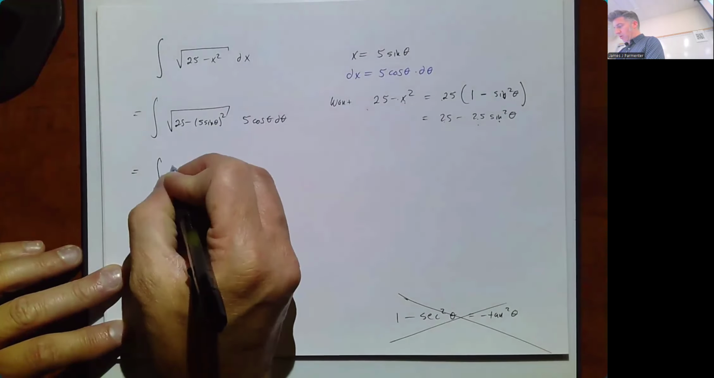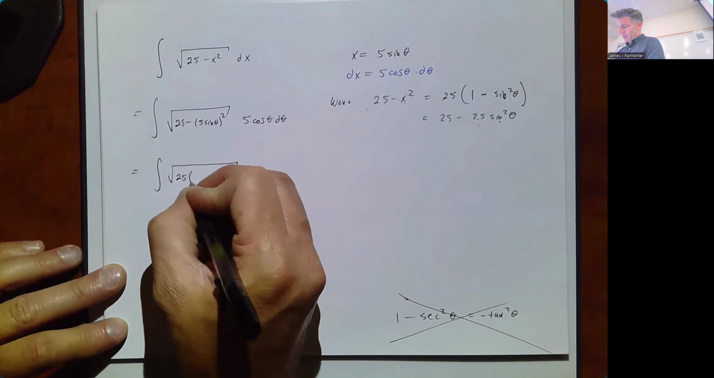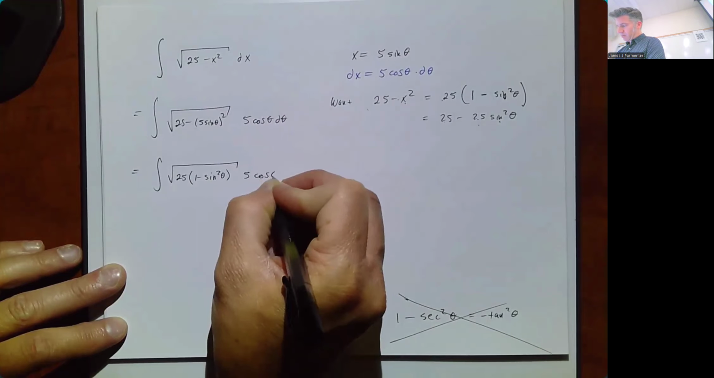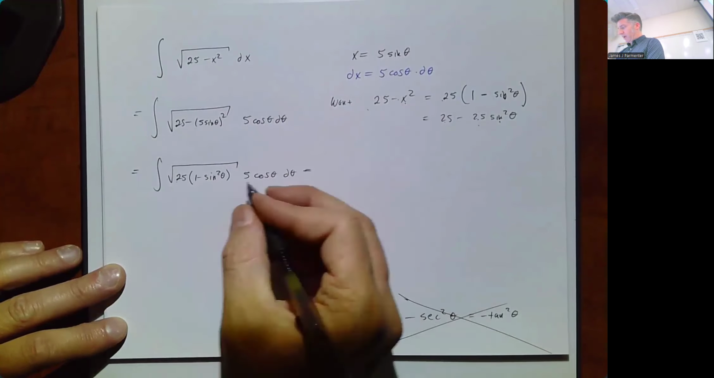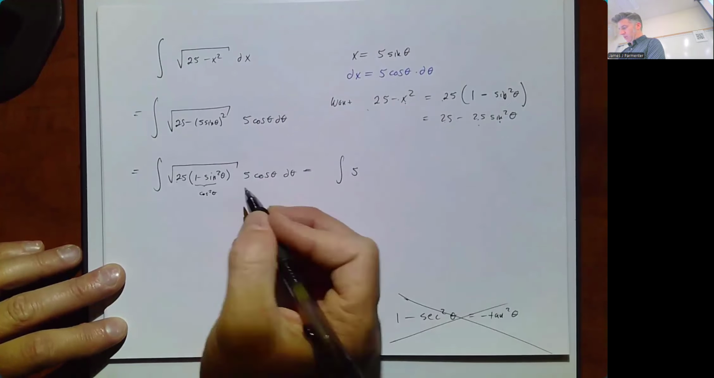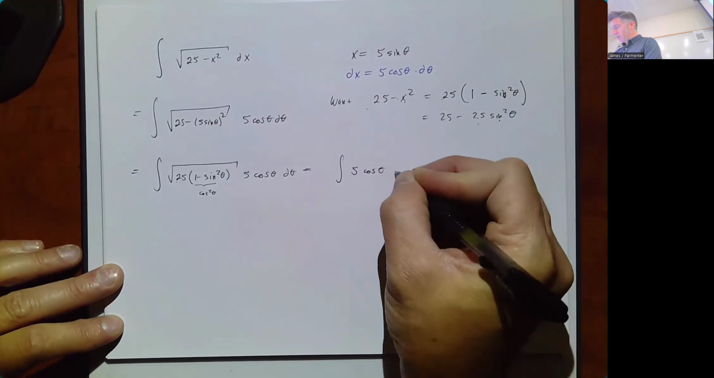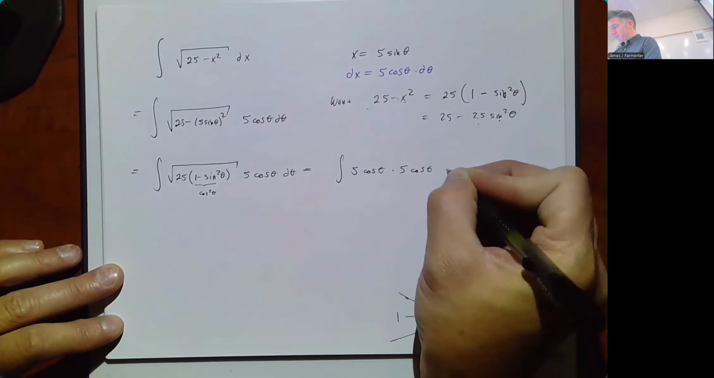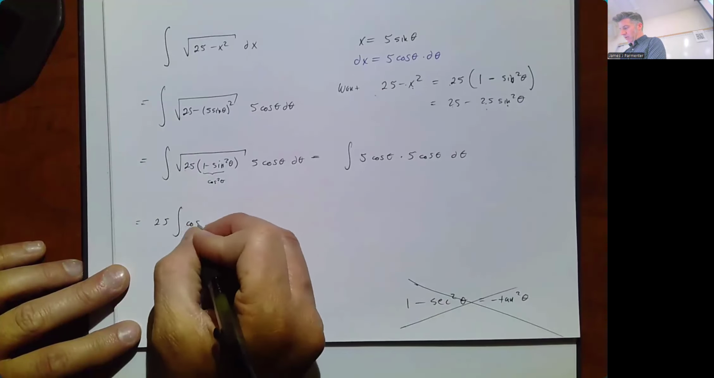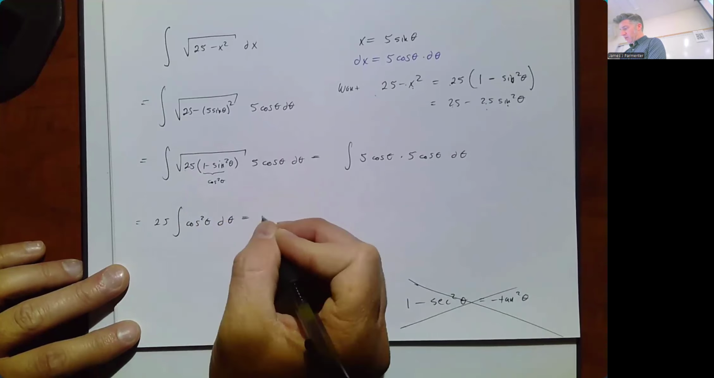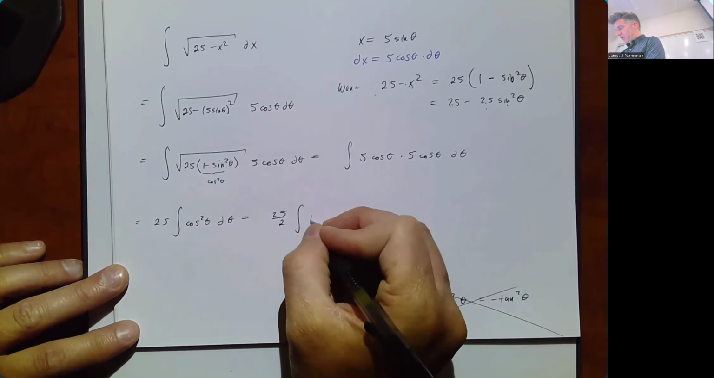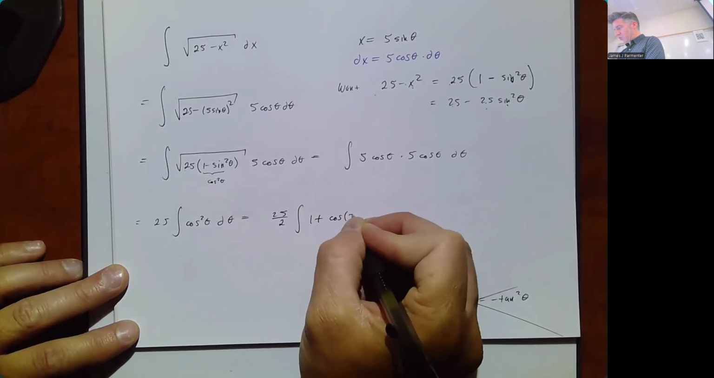This here becomes the square root of 25 times 1 minus sine squared theta. This is still 5 cosine theta d theta. The square root of 25 is 5. The square root of cosine squared theta is cosine theta. So you end up with 5 times cosine times 5 times cosine, which is going to be 25 times the integral of cosine squared theta. Oh, we've got this cosine squared theta thing again. That's going to be 25 times 1/2 times 1 plus cosine of 2 theta.